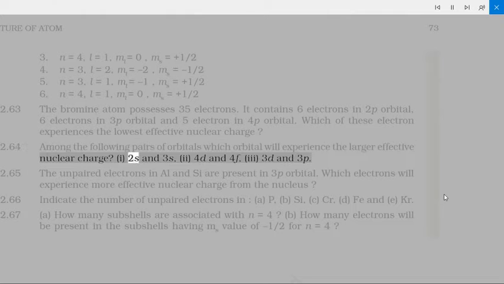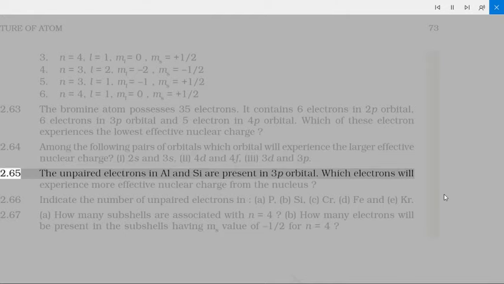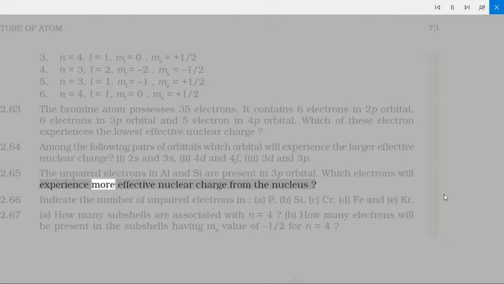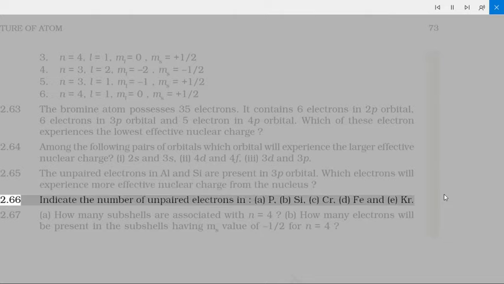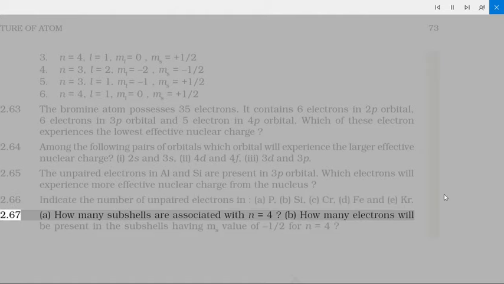2.64 Among the following pairs of orbitals, which orbital will experience the larger effective nuclear charge? 1. 2s and 3s, 2. 4d and 4f, 3. 3d and 3p. 2.65 The unpaired electrons in Al and Si are present in 3p orbital. Which electrons will experience more effective nuclear charge? 2.66 Indicate the number of unpaired electrons in A. P, B. Si, C. Cr, D. Fe and E. Kr.